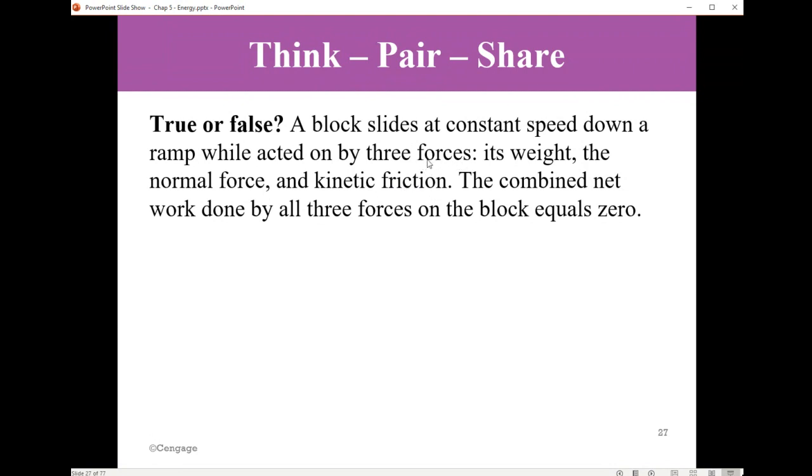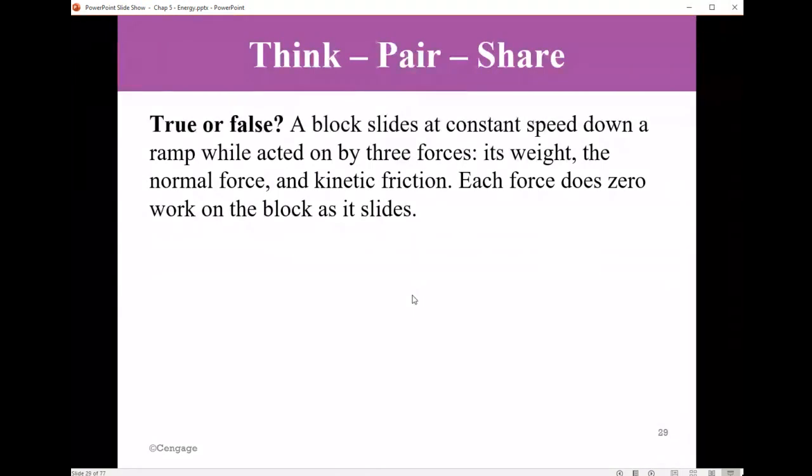So whatever work is done by the force, it is equal in magnitude to the work done by the kinetic friction. The work done by the force is positive. The work done by the kinetic friction is negative. Because they are equal, the total is zero. The normal force makes 90 degrees with the displacement, so the work done by the normal force is zero. From this discussion, we conclude that yes, this statement is true. The combined net work done by all three forces on the block is equal to zero.